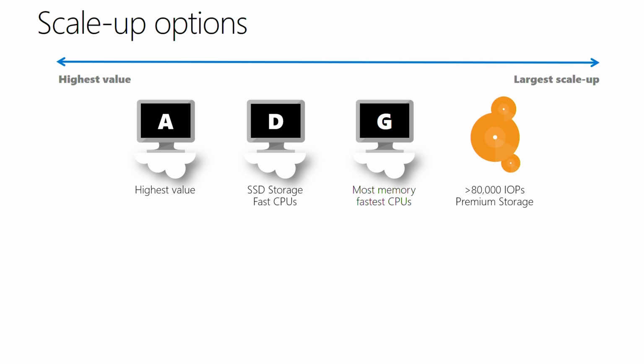We classify or group these together in things called families. Starting off with the A-class family, that's what I call your budget, highest value family. Those are going to be entry-level Intel and AMD boxes that are relatively cost-effective to run if you want to run them 24/7.